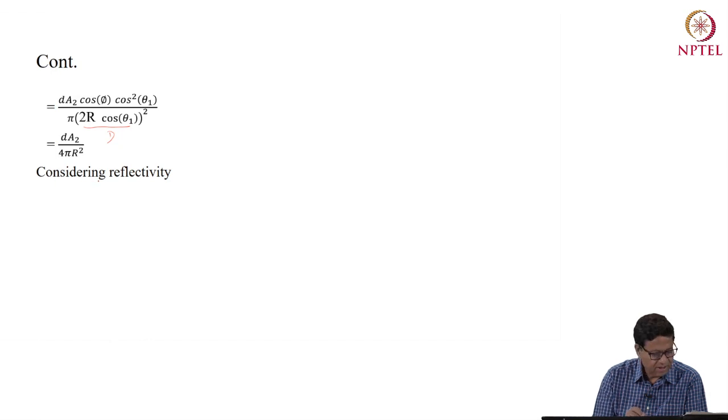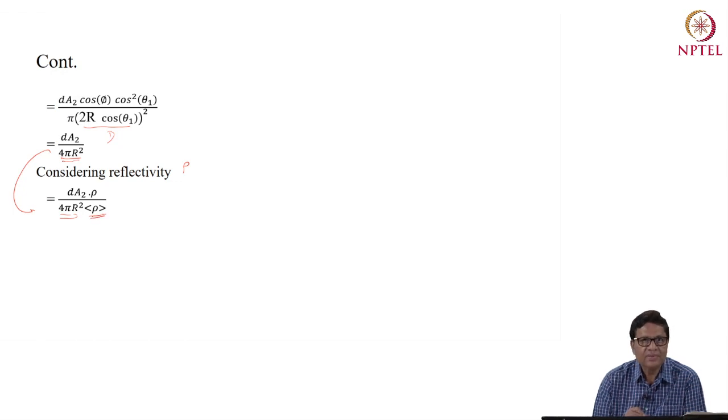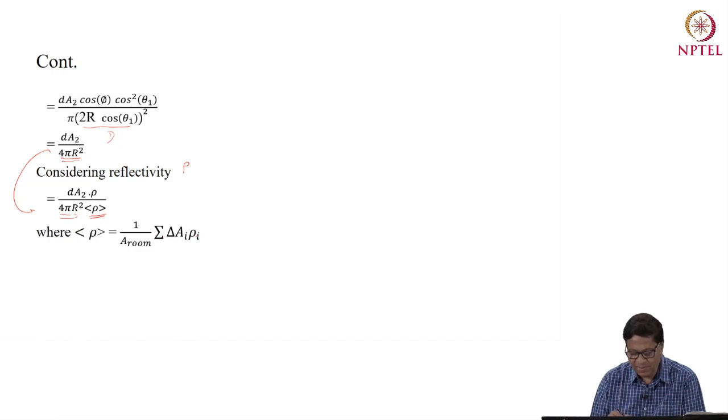Now considering reflectivity, because I have not considered the reflectivity part, say ρ is the reflection coefficient, then this expression will get modified as dA2 into the reflectivity part, and this is 4πr², which is the total area of the sphere, into the average reflectivity from different parts in the room. The average reflectivity is defined by the total area of the room into the sum of those small areas multiplied by the reflectivity for that particular area. So this is how average reflectivity is defined.